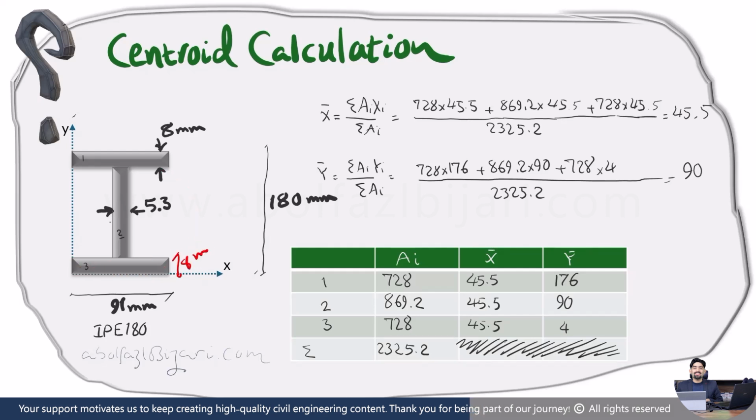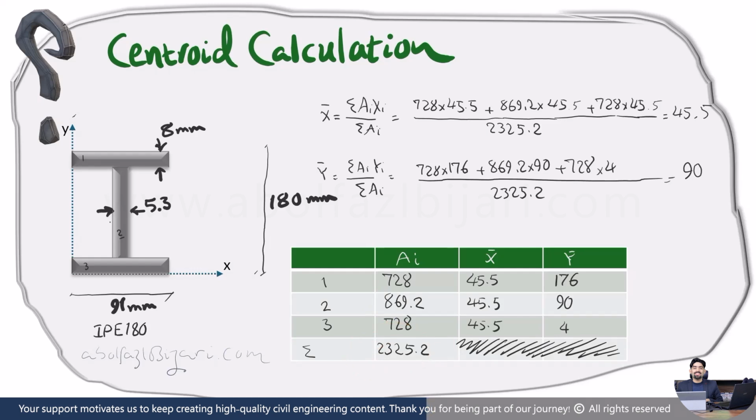It is 8 millimeter by 91. 8 multiplied by 91 is 728. We can write it. Okay, then the total of them is 2325.2. Okay, the total area is here.